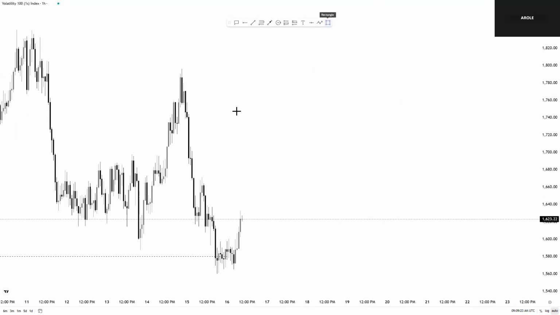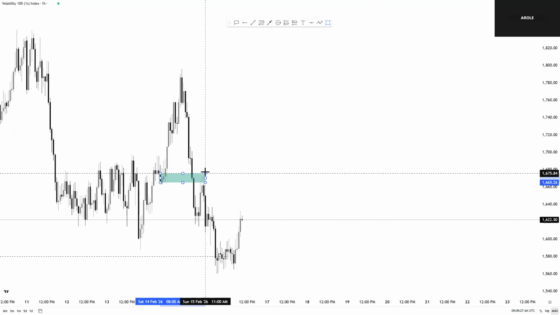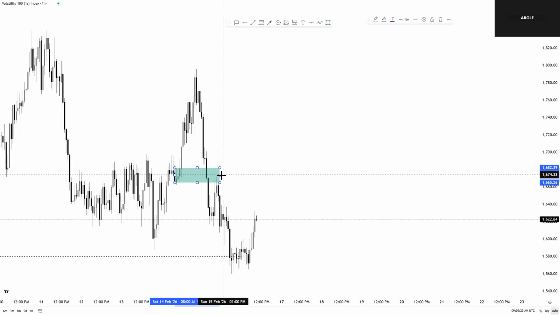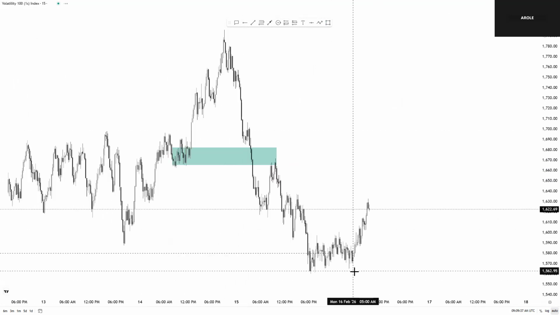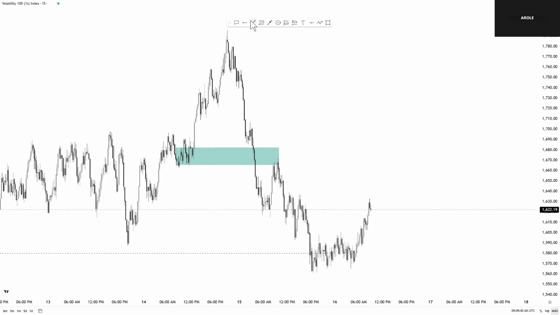Sometimes I do run away from this pair, because this pair will do you dirty. A little move like this, your account is down. So I'm having a POI here. I'm having a POI. That's what I'm looking at now.